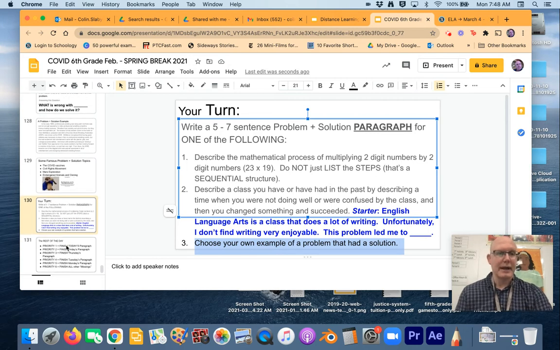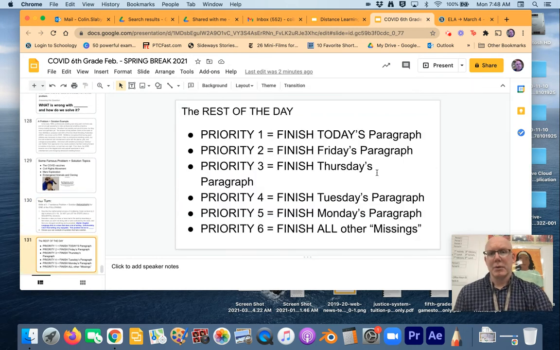Okay, so here we go. Today, rest of the day. Priority number 1, finish today's paragraph. Finish Friday's paragraph, finish Thursday's paragraph, finish Tuesday's, Monday's, and then all other missing. So just start working your way backwards if you've got missings. That's the best way to do this because it's most fresh in your mind.